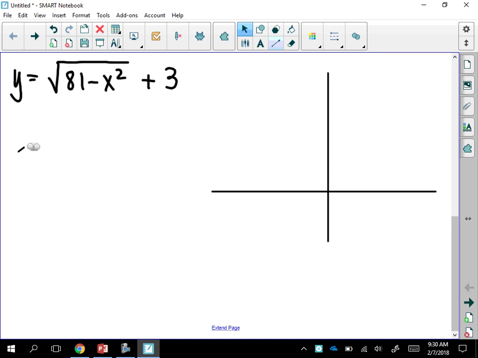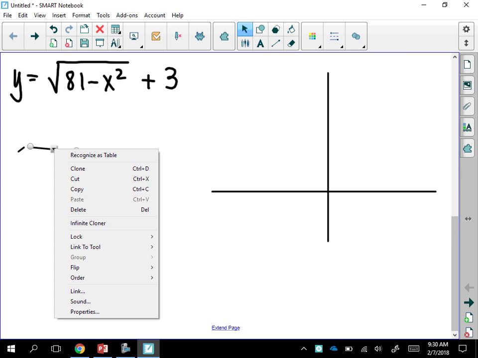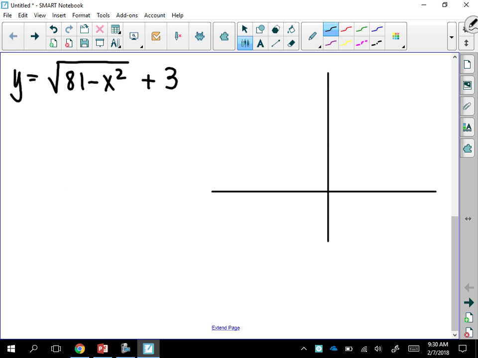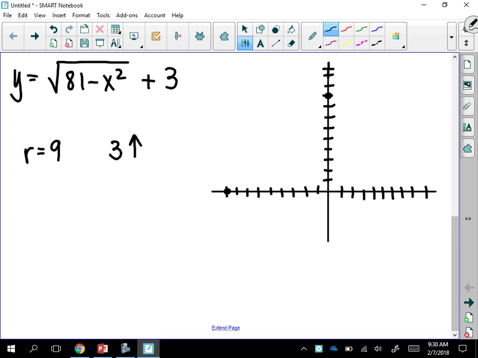What does that 3 do? It shifts it up 3, right? So we have a radius of 9, but then we're going to go 3 units up. So here's what this graph would look like without the shift.